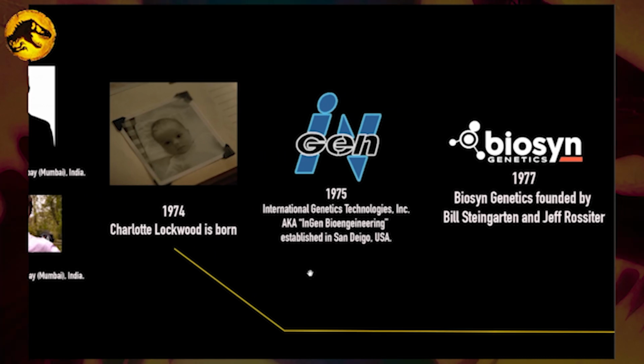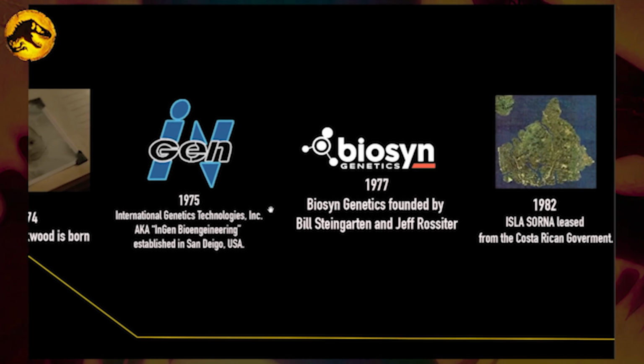1975 sees the founding of InGen Genetics Technology, aka InGen Bioengineering, and it's established in San Diego, USA. And then 2 years later, Biosyn Genetics is founded by Bill Steingarten and Jeff Rossiter. That information can be found on dinotracker.com via leaked Biosyn. Oh no, it's not even leaked documents, it's actually just on their bio page.